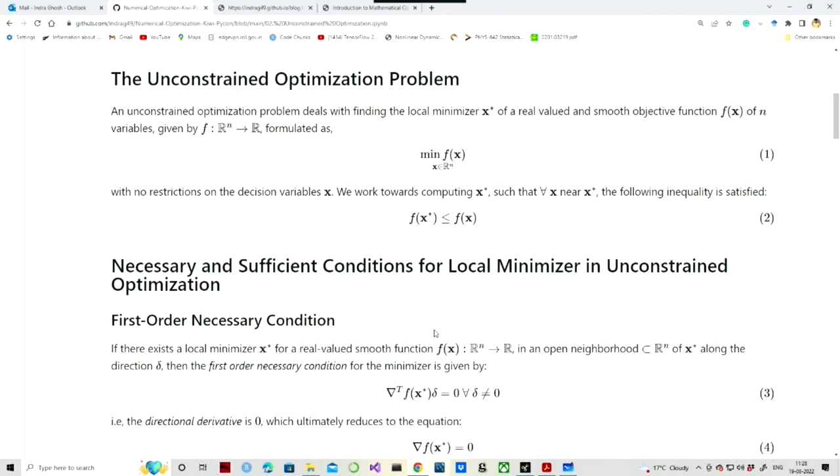Here are the important things. Tom, how much time have I spent? The current time is 11:28. Okay.